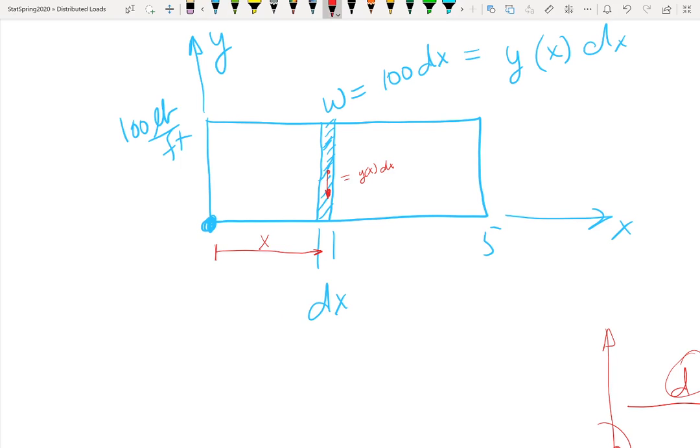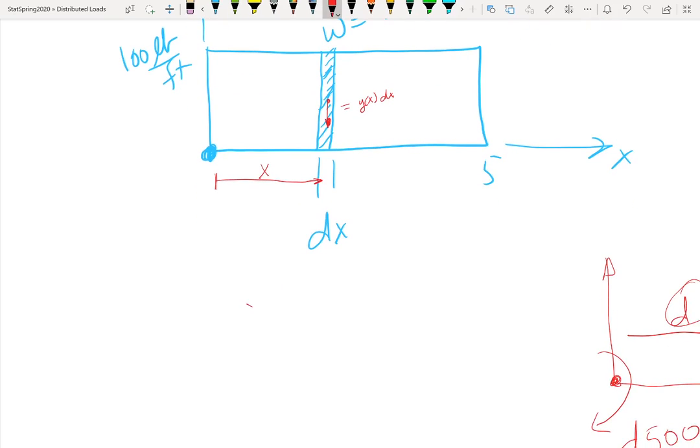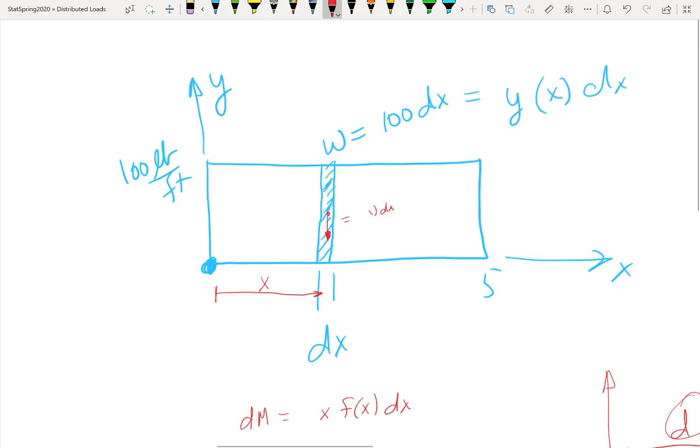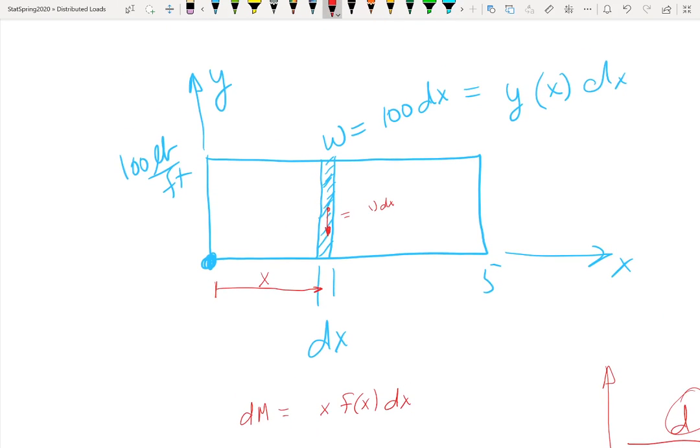So what do we do? We write down the little moment. dM equals x times whatever the function is. I'll go back to calling it f of x dx, because I don't want things confused there. So there's a function here, and that function in this case just happens to be a straight line.